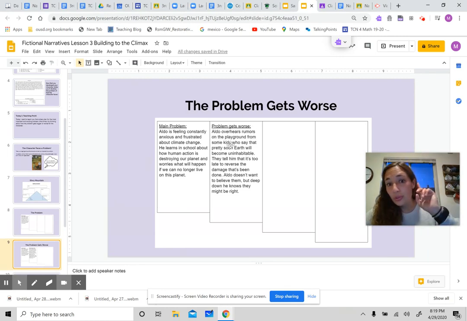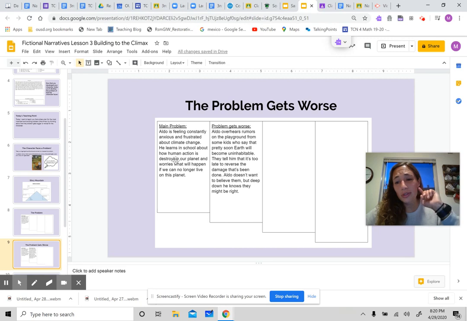Aldo overhears rumors on the playground from some kids who say pretty soon Earth will become uninhabitable. They tell him that it's too late to reverse the damage that's been done. Aldo doesn't want to believe them, but deep down, he knows they might be right. So did you see how I did that? Did you see how I made the problem worse?